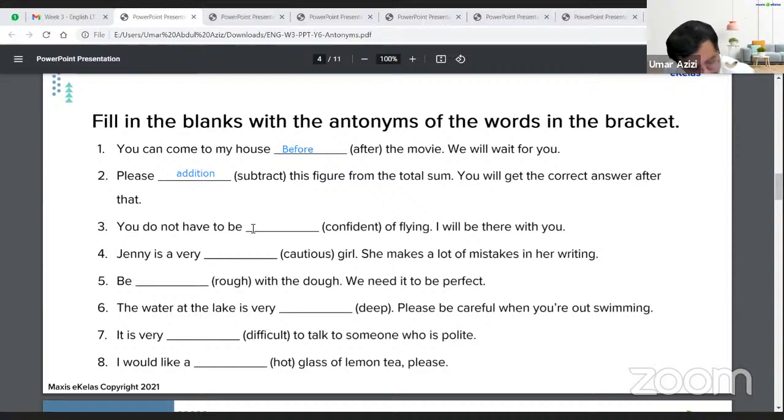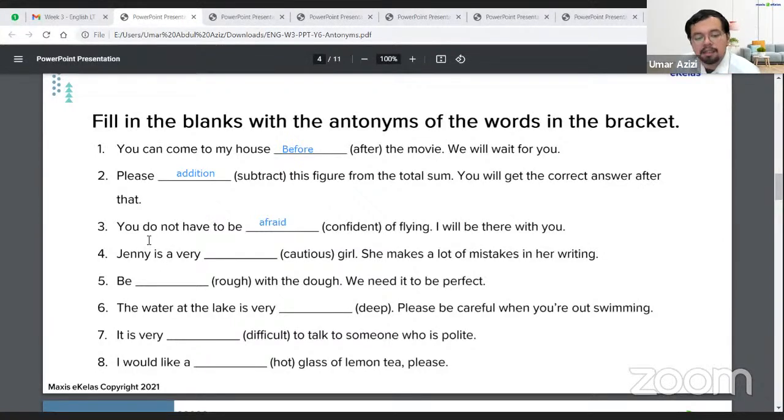So we have one answer from Aisha saying afraid. Afraid, okay. So answers right now are afraid. Do we have any other answers? Nope. All right, so I'm going to put in afraid first. Afraid, okay. Have to be afraid. All right, I will be there with you.